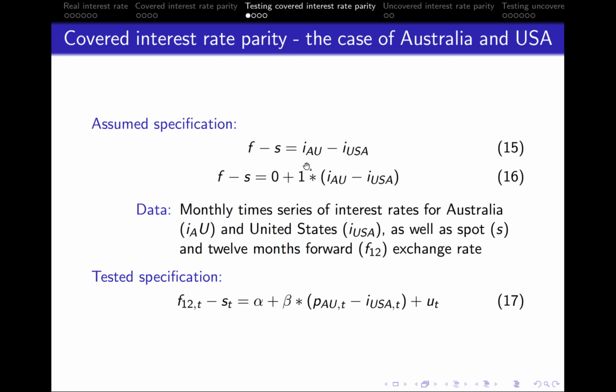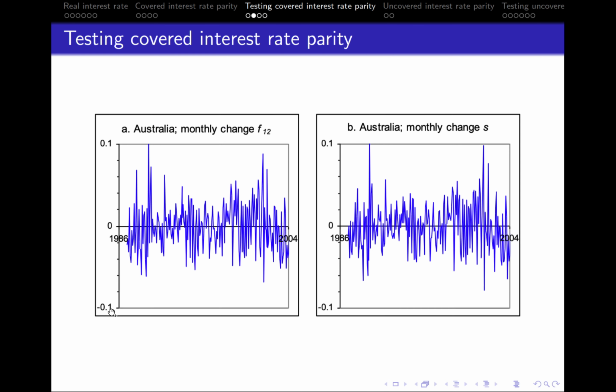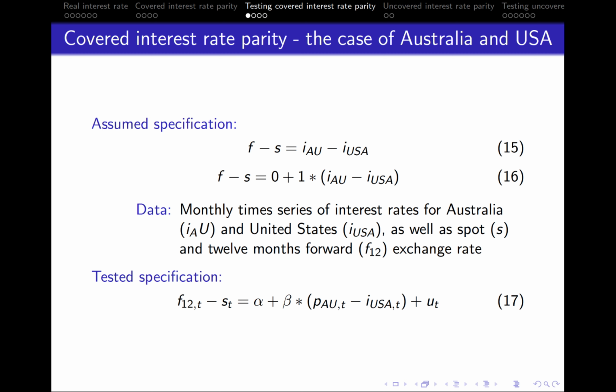Okay, so what data are we using? We are using monthly time series of interest rates for Australia and the United States, as well as spot and 12 months forward exchange rate. So look, what I'm calculating here is the difference between spot exchange rate at time t and forward at time t for 12 months into the future. And this is the equation I'm actually estimating.